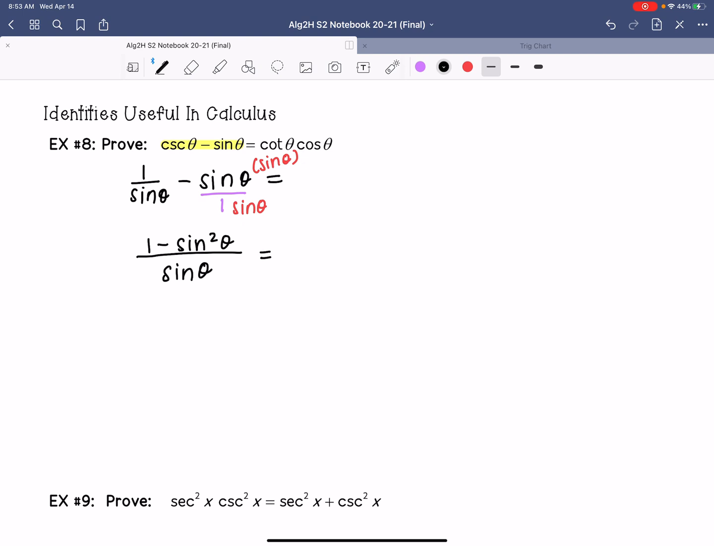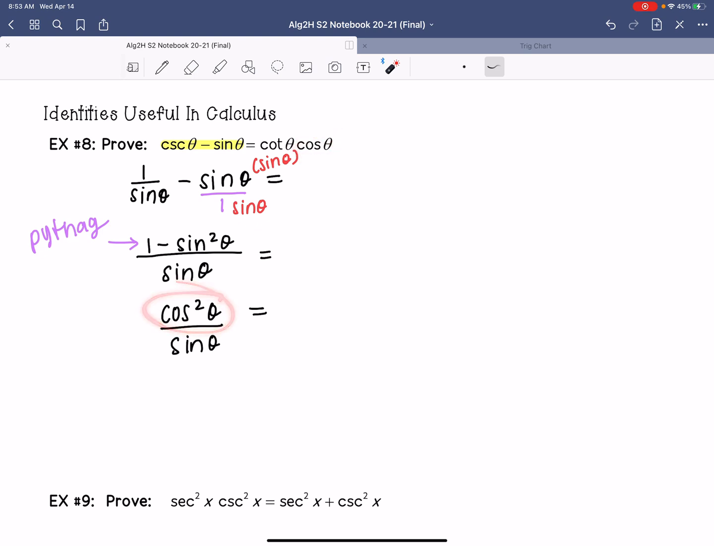Hopefully you guys are recognizing right away what I have here. This is a Pythagorean identity, and 1 minus sine squared theta would be equal to cosine squared theta. So now I have cosine squared theta over sine theta. Okay, and then look at what your answer is. Cotangent times cosine. Well, we know cotangent is cosine over sine, and we know cosine is just cosine.